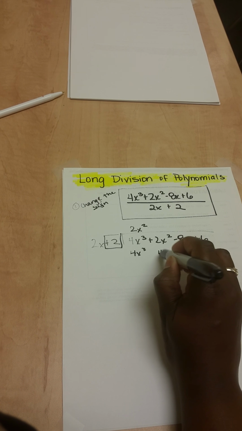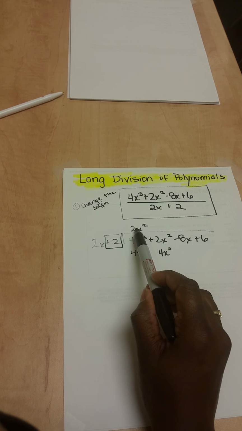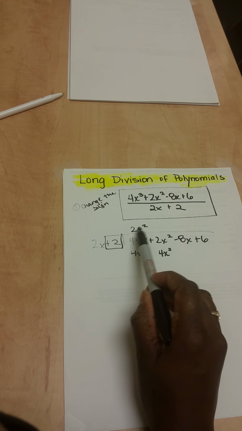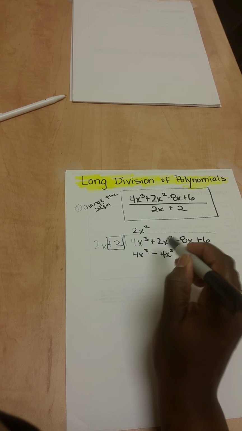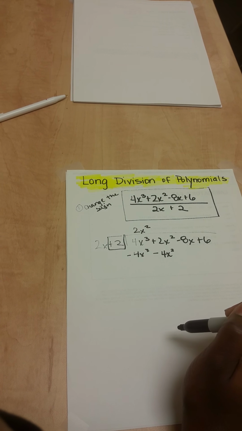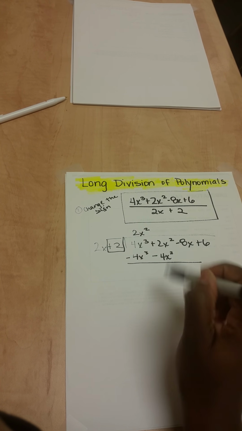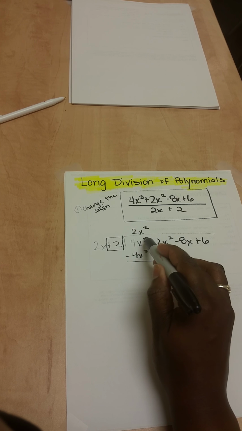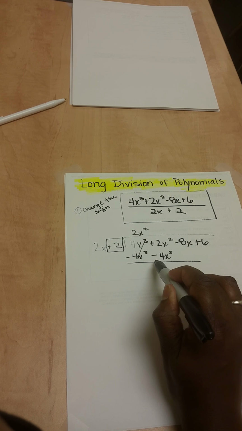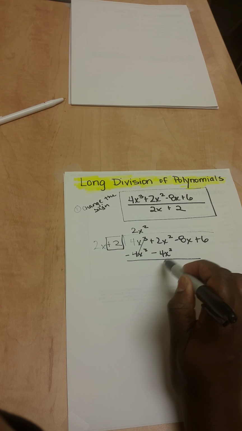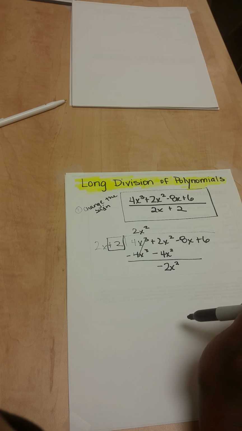4x squared. Now, because I'm remembering to change the sign, where this would be a positive 4x cubed and this a positive 4x squared, I want to change that to a negative, and this also becomes a negative as well. So here I'll draw my line and I'll solve my basic math from there. 4x cubed minus 4x cubed, they cancel out. And a positive 2x squared minus 4x squared gives me a negative 2x squared.